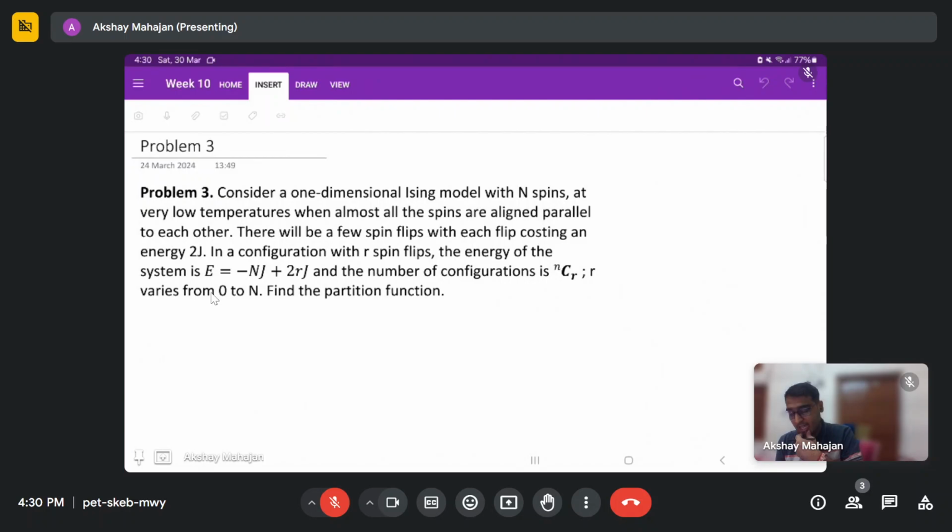Alright, so we are doing problem number 3. We have a one-dimensional Ising model with n spins at very low temperatures when almost all the spins are aligned parallel to each other, so we have a kind of ferromagnetic configuration. Now there will be a few spin flips, with each flip costing an energy 2J. So we have n spins in 1D, and we are going to flip some of the spins, and whenever we flip one, it will cost us an energy 2J.